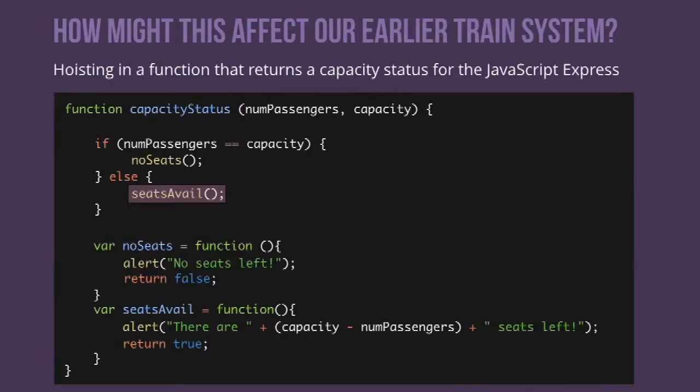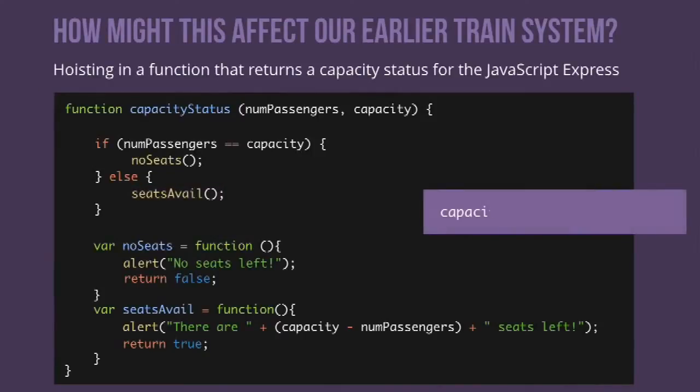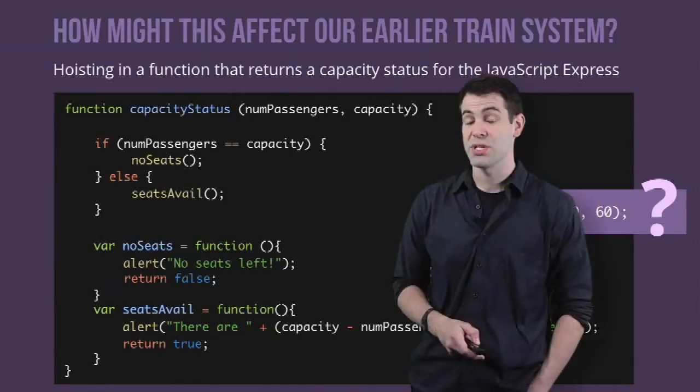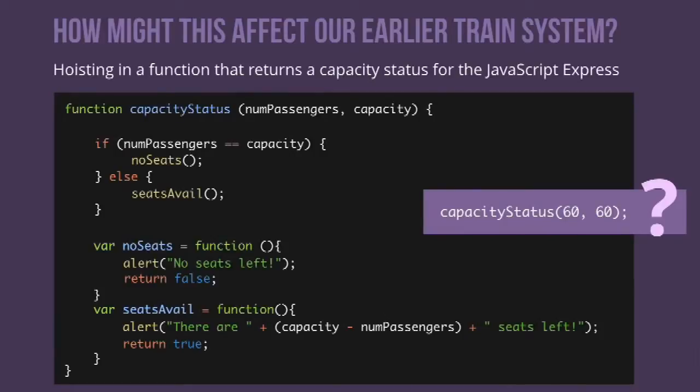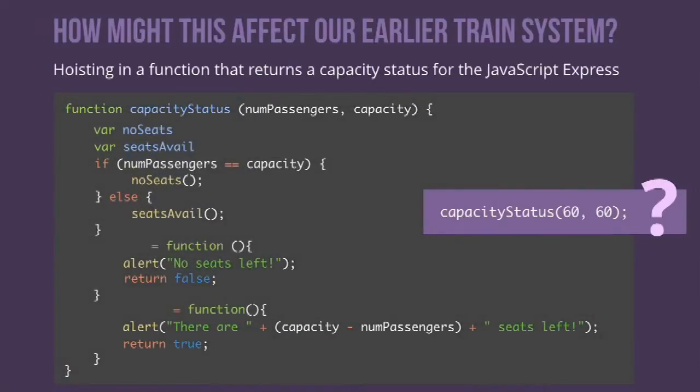So now let's test this out. What if we called capacityStatus with 60 and 60? That means we have a capacity of 60 on our train, as well as the train is full. We have 60 passengers. So let's trace our code and see what the hoisting does in this case. The first thing that happens is the two variables that will eventually get function expressions are hoisted to the top, and they will have undefined values.